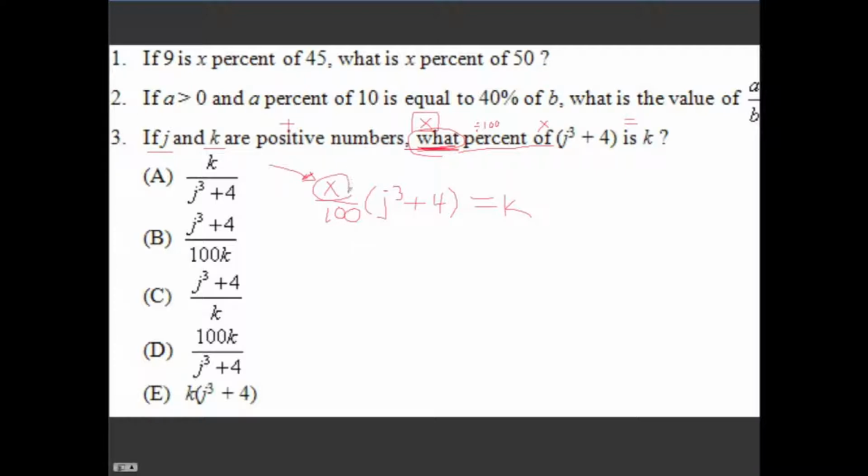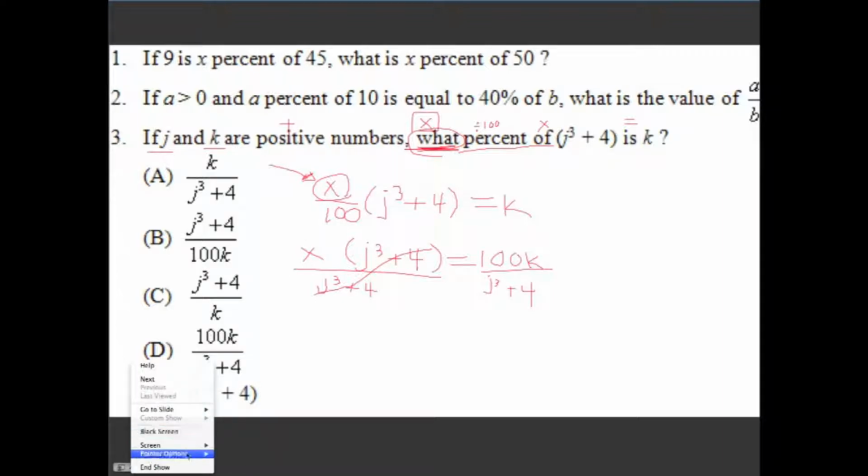Solve for x. Okay? And so now we're going to multiply both sides by 100 just to get rid of the fractions. I always try to make sure that I can get rid of the fractions. It's so much easier to work that way. So we're going to get 100k on the right side. Remember, both sides are multiplied by 100. Okay, so now I'm going to divide by j3 plus 4 to isolate the x. So if I divide both sides by j3 plus 4, the left side with the x, the j3 plus 4s cancel out, and you are left with only x, and that's what we're trying to find.